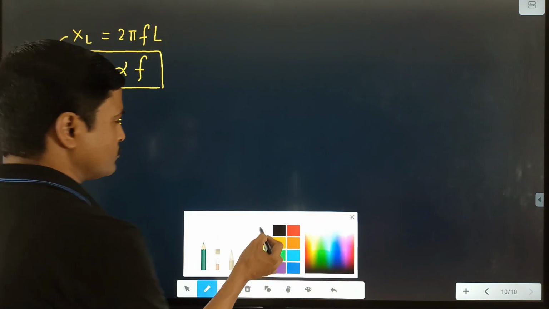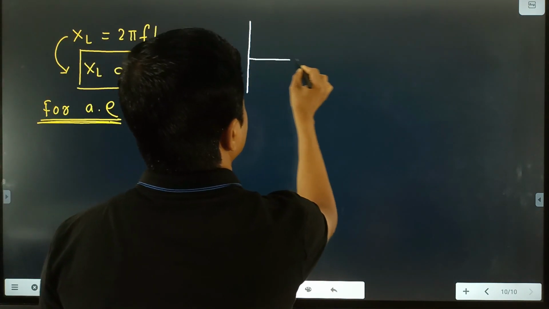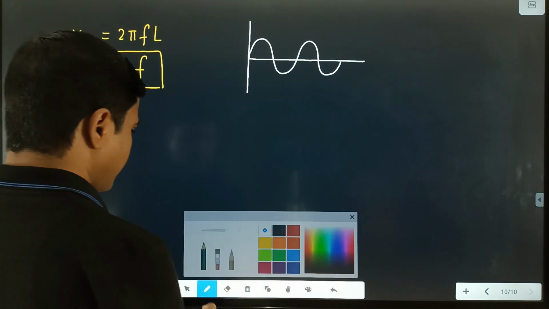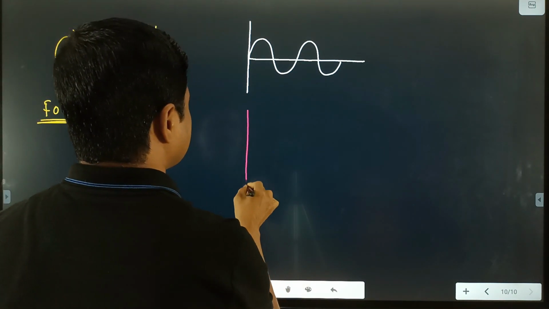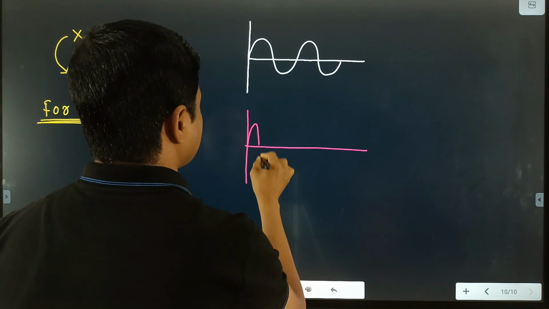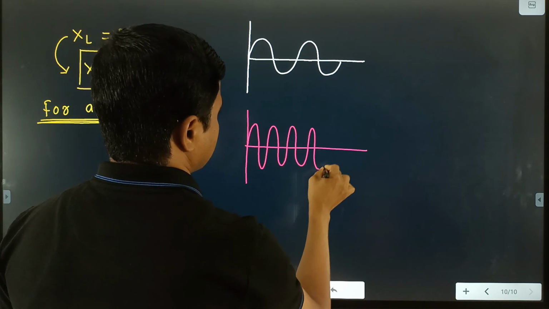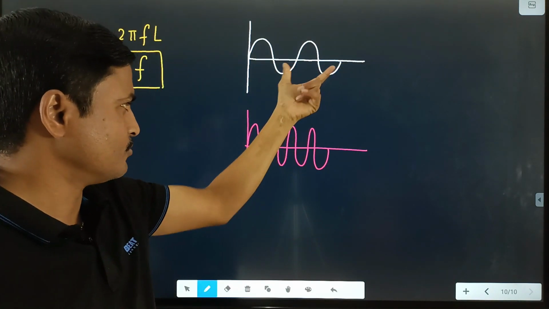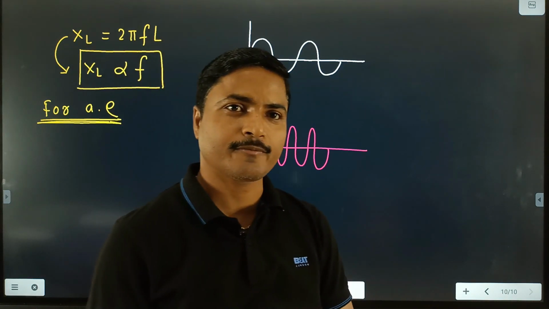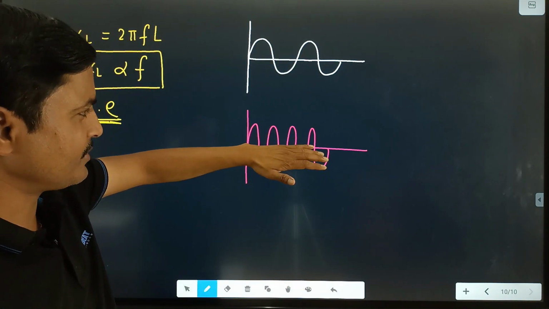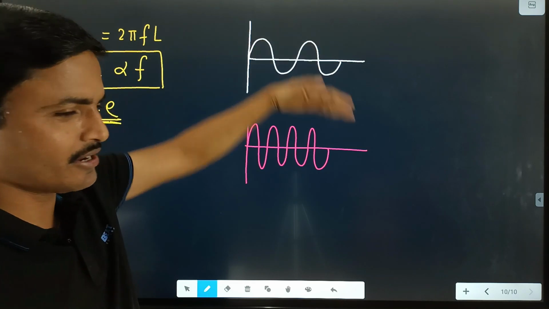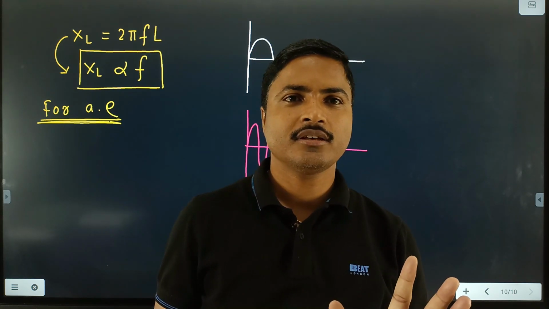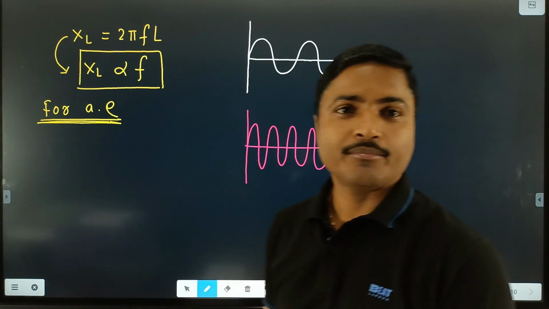We draw two graphs, suppose. This is the first graph, and this is the alternating current. We draw another graph for the alternating current. Both are different. In this case, frequency is small. In this case, frequency is greater. Clear? This type of alternating current, frequency is high. This type of alternating current, frequency is low. That means frequency of alternating current is not fixed. Frequency of alternating current may be variable.